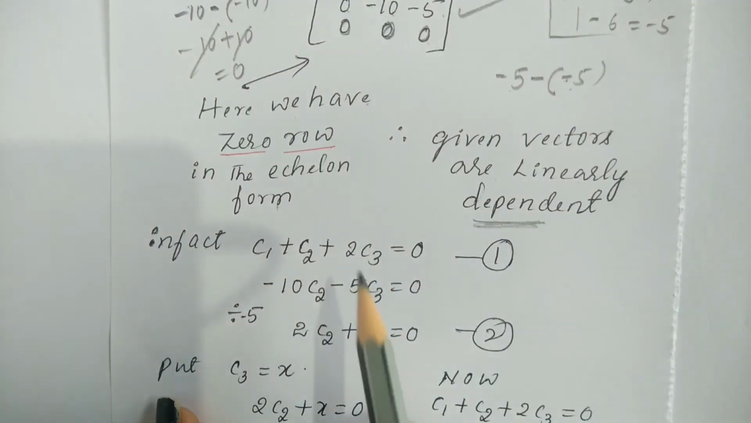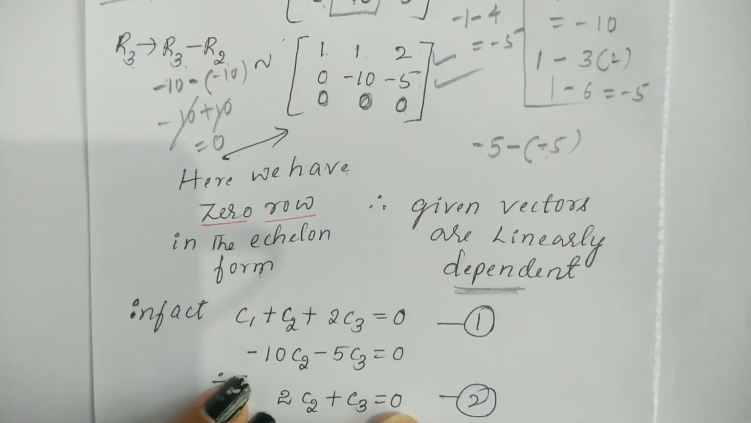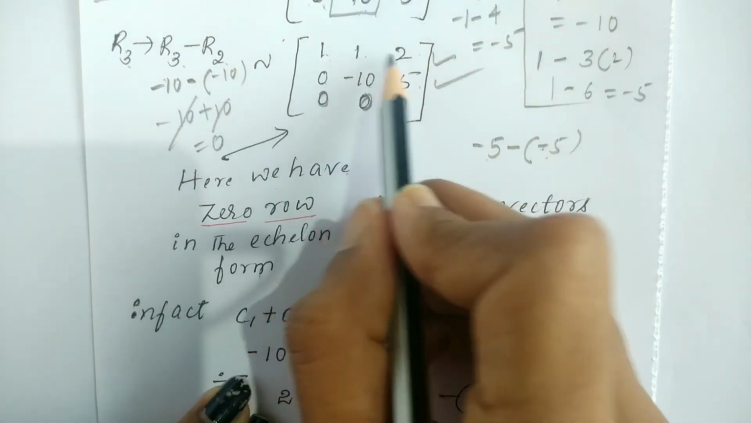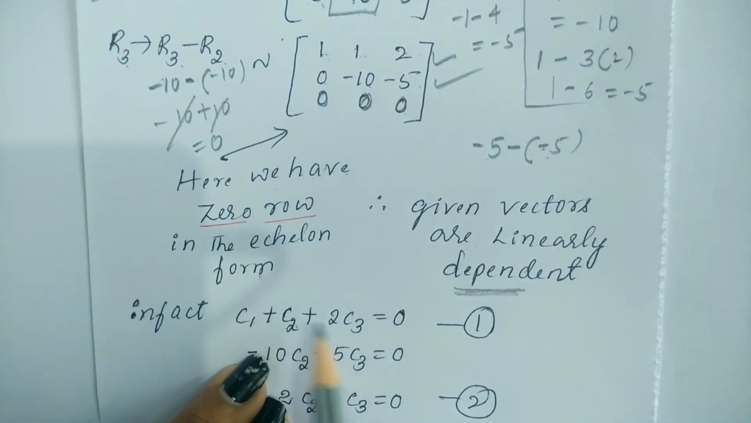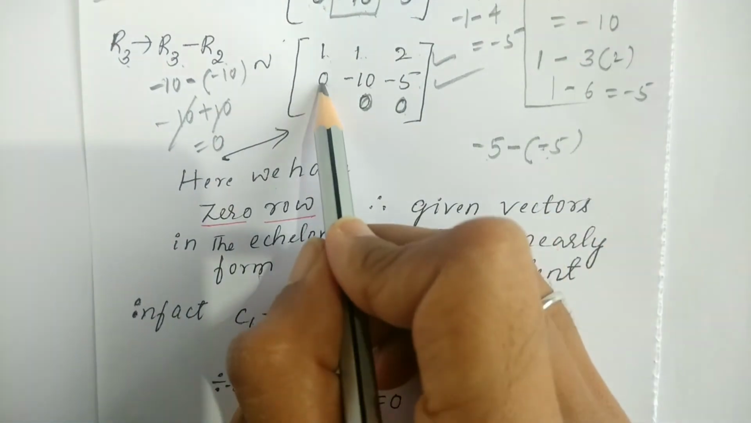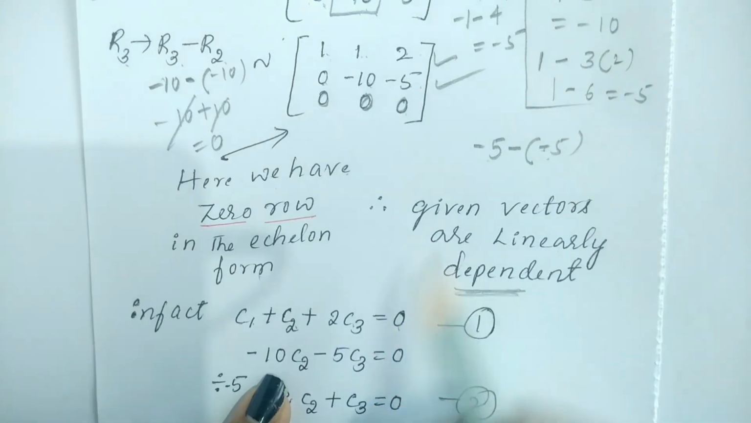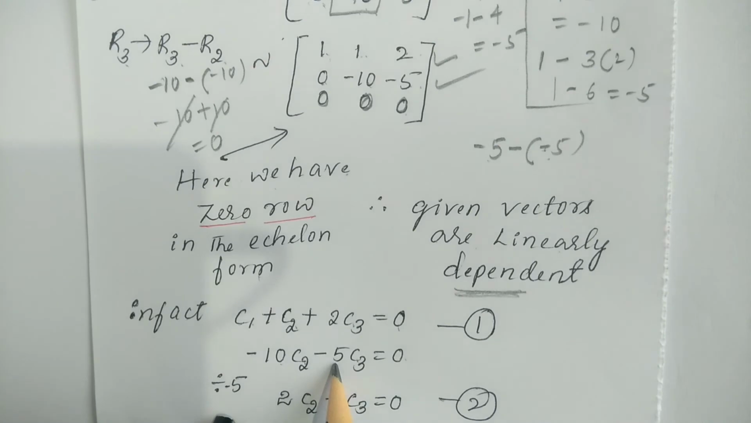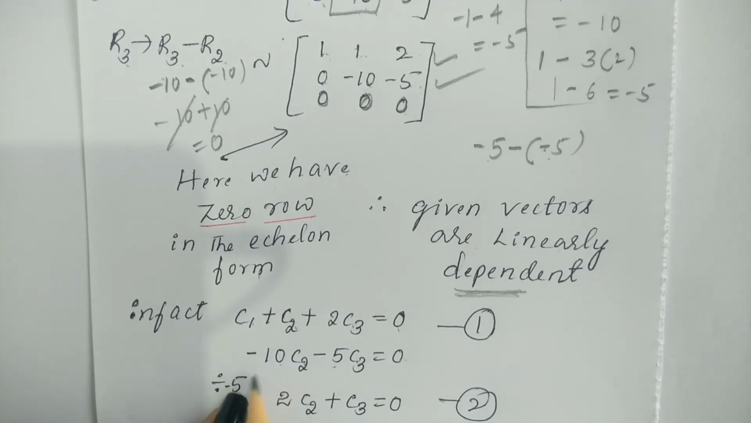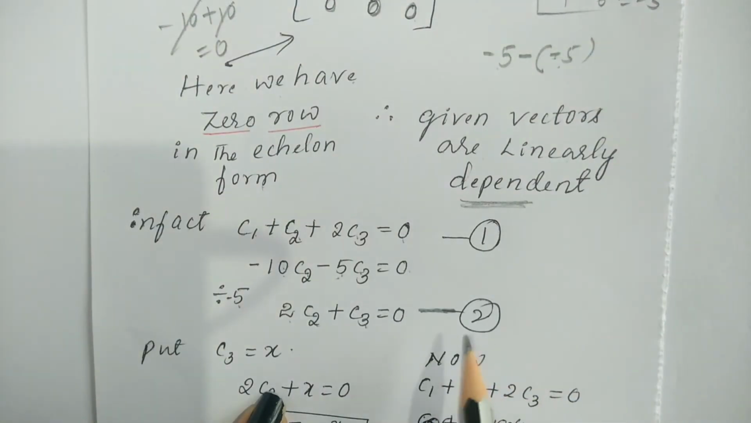So the next continuation is, we want to find the values of C1, C2, C3. So from this row reduced echelon form, I am getting C1 plus C2 plus 2 C3 equal to 0. Here C1 is 0, the C2 coefficient is minus 10 and the C3 coefficient is minus 5. That is minus 10 C2 minus 5 C3 equal to 0. So divide by minus 5. 5 2s are 10, 5 1s are 5. So 2C2 plus C3 is equal to 0. Mark this as equation 2.